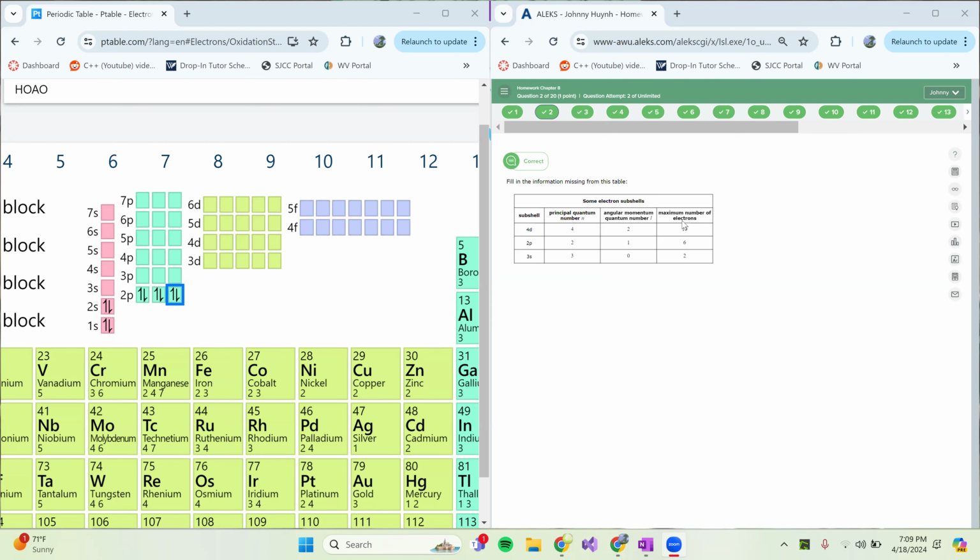And then the maximum number of electrons for the 4D subshell. You can see here that there are 5 suborbitals with 2 electrons filling each suborbital. So the total possible amount of electrons that can go in there will be 10.